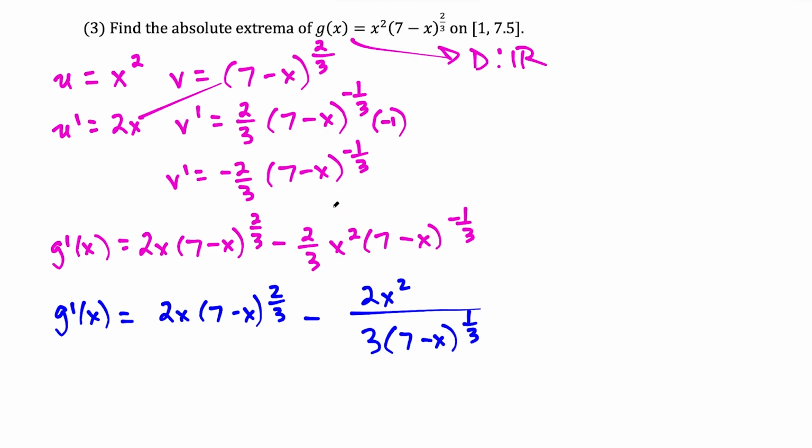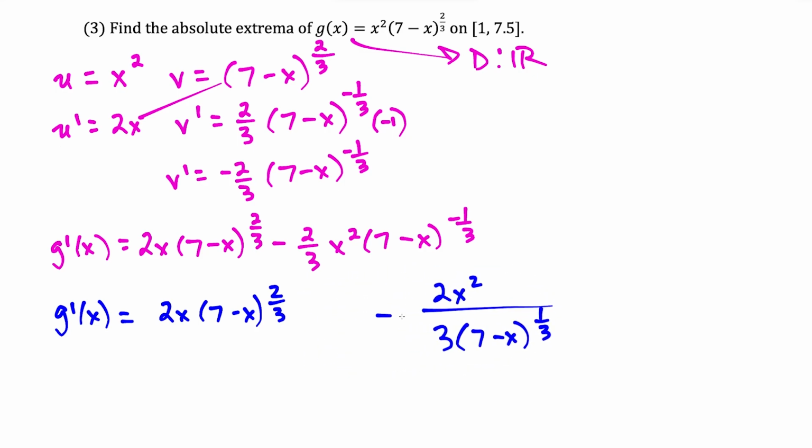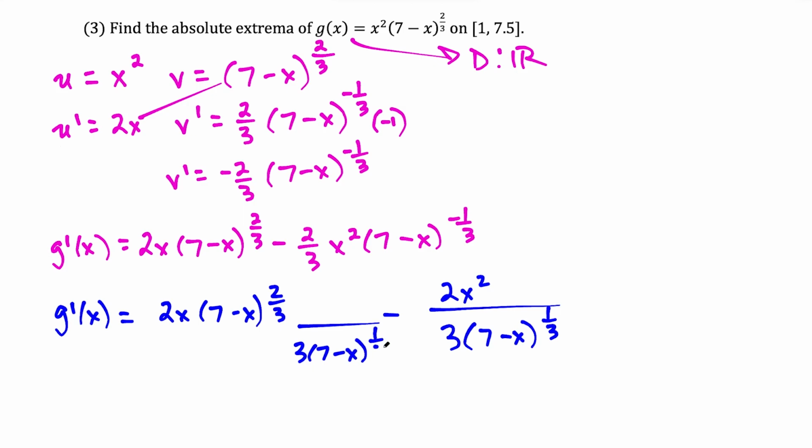In order to make this work, I'm going to move this stuff over. We want to make common denominators so we can combine these terms into a single fraction. So this first one, I'm going to multiply by 3 times 7 minus x to the 1/3 on top and bottom. Be mindful here, I could just say that this is over 1 right now. So we're going to say 3 and then once again 7 minus x to the 1/3 power.